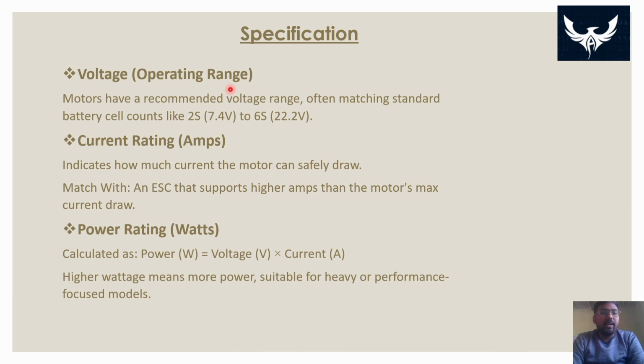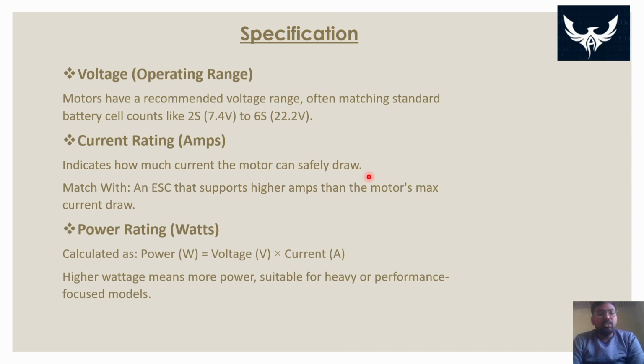Voltage operating range. Motors have a recommended voltage range, often matching standard battery cell counts like 2S to 6S. 2S, 6S means the battery cell count. We will see it in our upcoming videos. So we have a voltage range for operation of our motors, and the current rating indicates how much current the motor can safely draw.